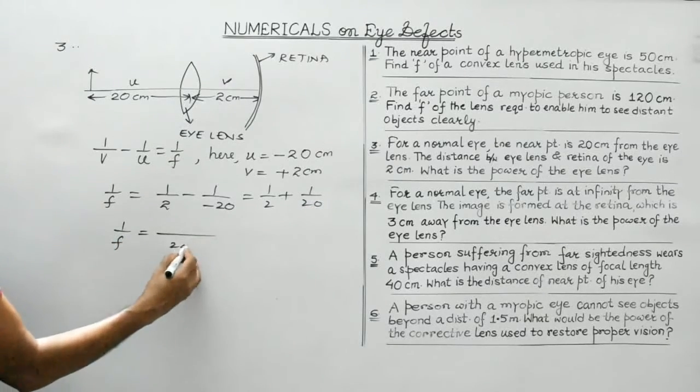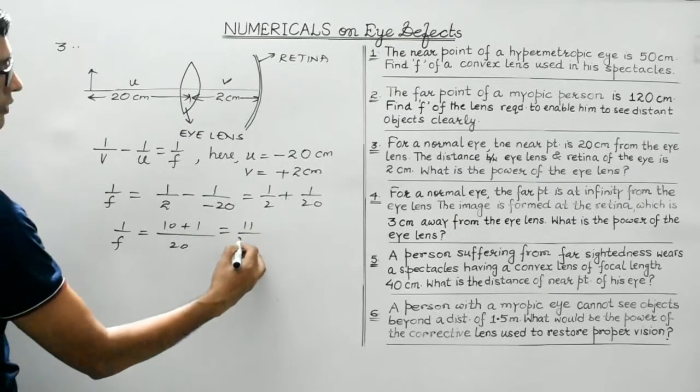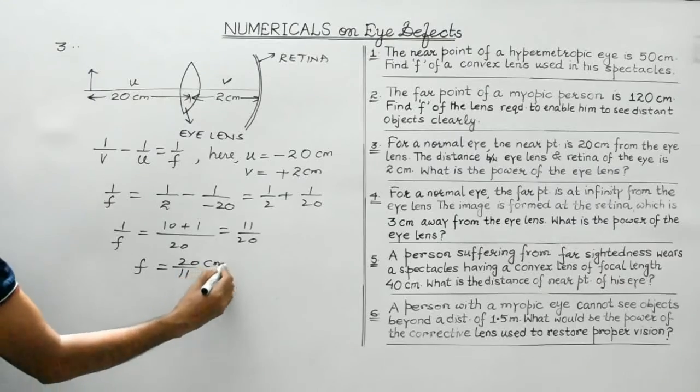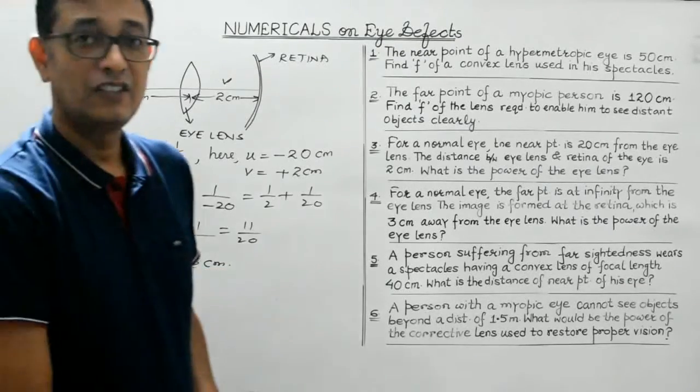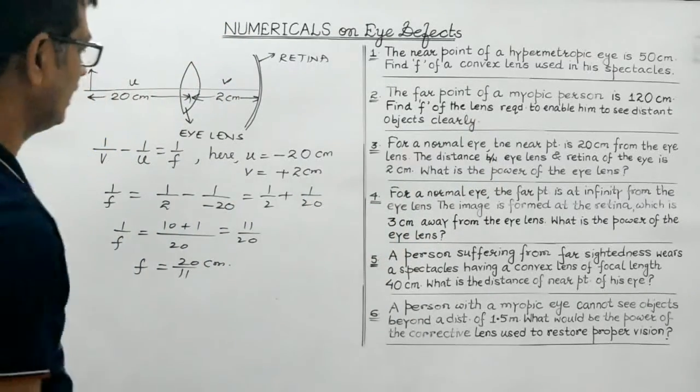So 20 would be the LCM, 10 plus 1. So it is 11 by 20. Therefore focal length is 20 by 11 centimeter. Clear students? But in this question we are supposed to find out the power of the eye lens.